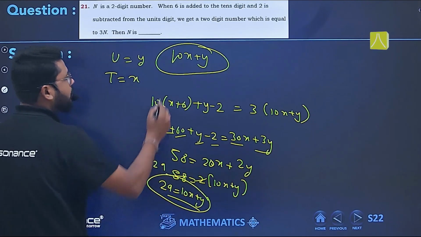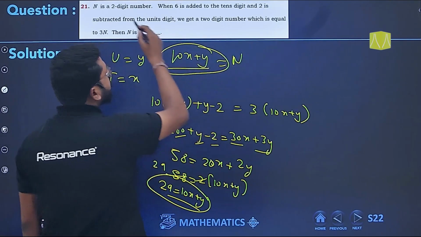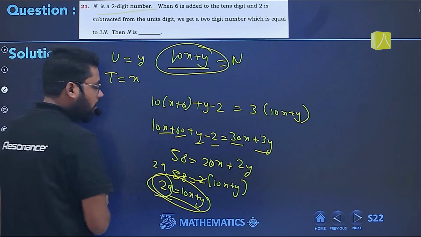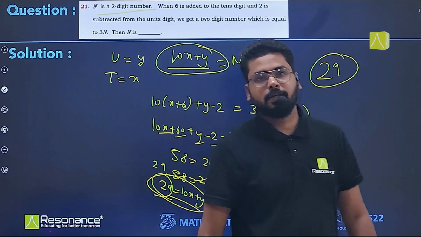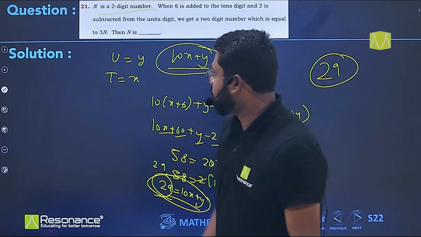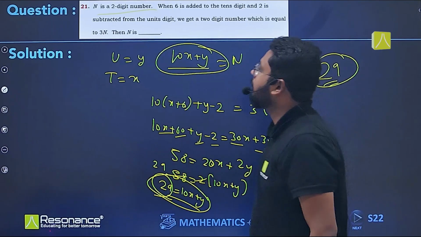So 10x plus y is what? It is n only. So our number is 29. The correct answer is 29. Now we'll move to question number 22.